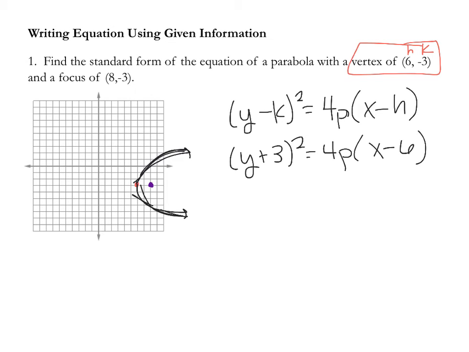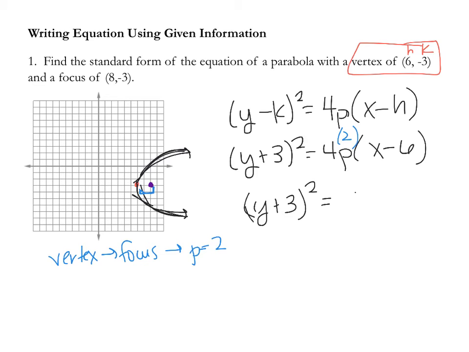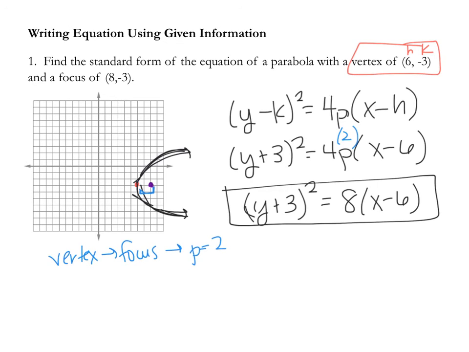And then we do need to figure out what p is. By looking at the graph, this is the other reason I like the graph, if I go from the vertex to the focus, that tells me that p is 2. So that means I'm going to plug the 2 in right here, and my final answer is going to be y plus 3 squared has to equal 8 times x minus 6. That's what this equation should be.